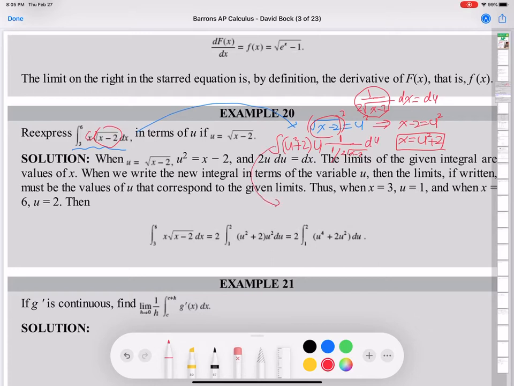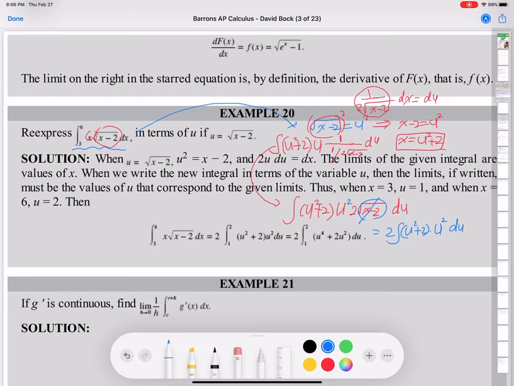If you simplify this a little more, u squared plus 2 times 1 over 2, that is 2 times the square root of x minus 2 du. What was this part? That part is the u part, right? So I changed that to u. So we have 2 times the integral of u squared plus 2 times u, du. And that makes sense, right?